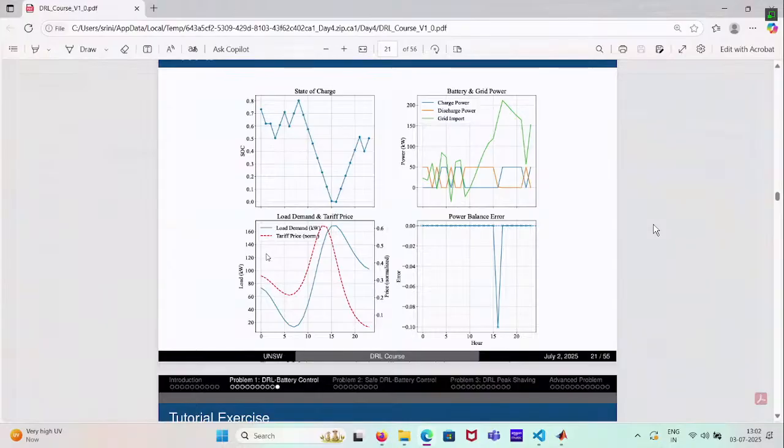So when is it charging? Can you tell me when it is charging, or when it is discharging? In that plot, when is it discharging? It is discharging in this time period. And in this time period, what is the tariff price and the load? The tariff price is the highest and the load is the highest. So it is discharging when the tariff is high, the load is high, etc.